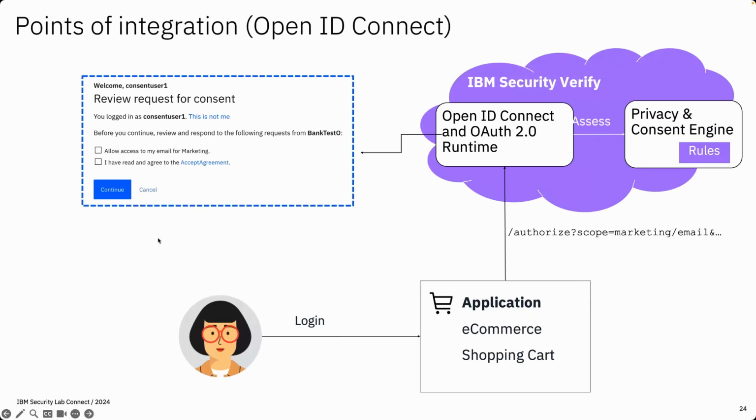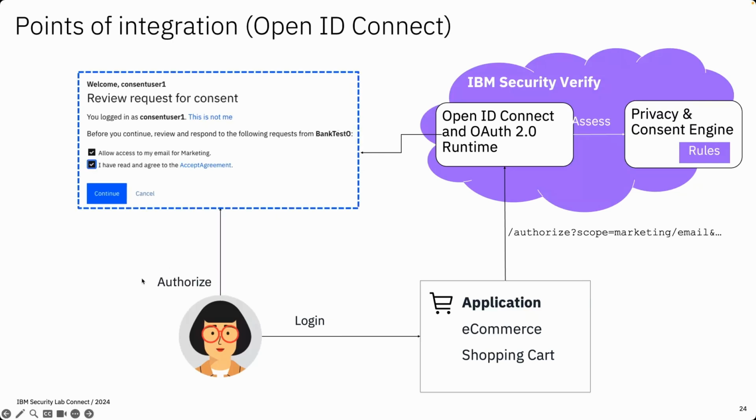So it presents the consent form. The first one is an example of the marketing purpose, and the second one is an example of EULA. Let's say the user says authorize, I authorize both the consents. Then that information is sent to the consent engine, a token is provided, and the user goes through and accesses the application. So that is point of integration one.